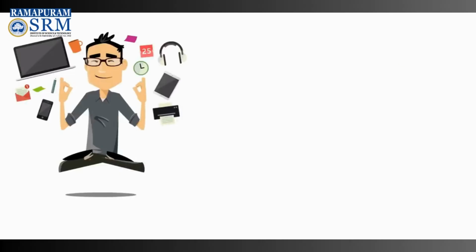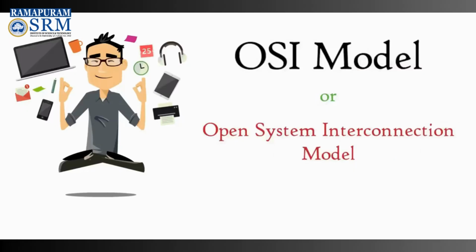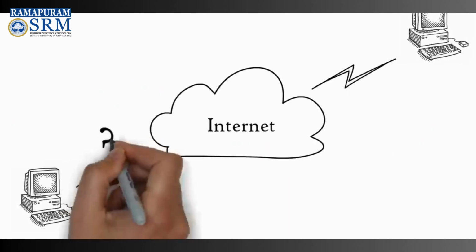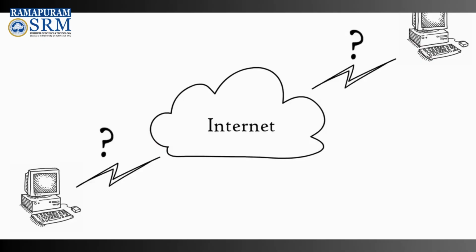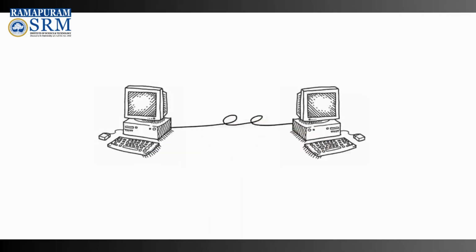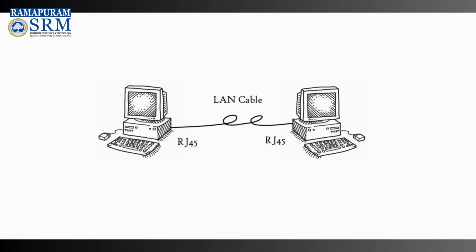Today, we are going to learn about the OSI model, or Open System Interconnection Model. So let's start. The OSI model defines and is used to understand how data is transferred from one computer to another in a computer network. In the most basic form, two computers connected to each other with a LAN cable and connectors, sharing data with the help of network interface cards, form a network.